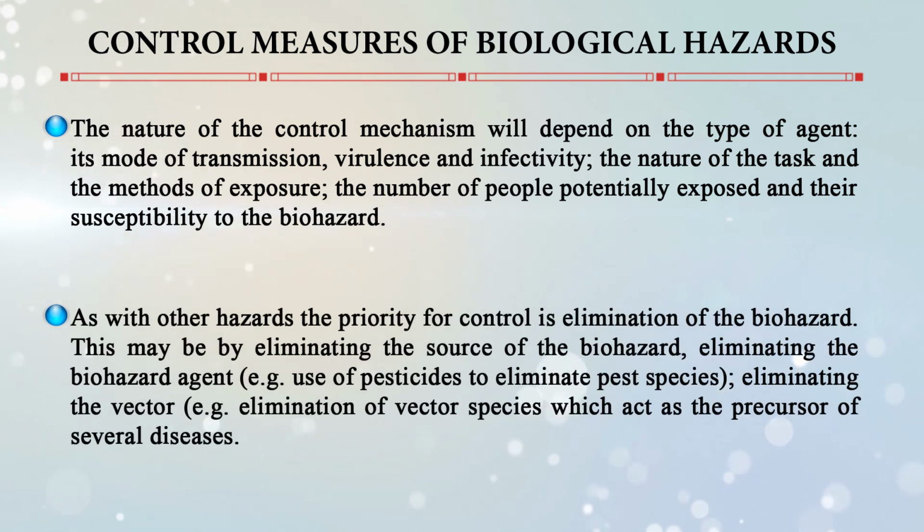As with other hazards, the priority for control is the elimination of the hazard. We try how best we can to eliminate the hazard from the source. So this may be by eliminating the source of the biohazard, or eliminating the biohazard agent, for example using pesticides to eliminate the pest vectors. There are several vector species that transmit certain infectious diseases, so maybe we can eliminate the vector that acts as a precursor of several diseases.